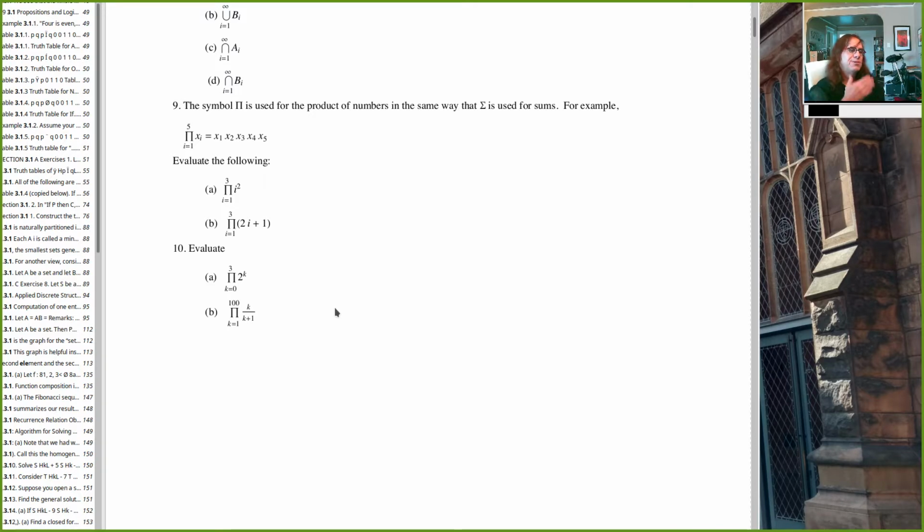Huh. I don't know what that converges to. Let me take a quick look at my calculator. Yeah, I'm gonna guess it goes to 0.